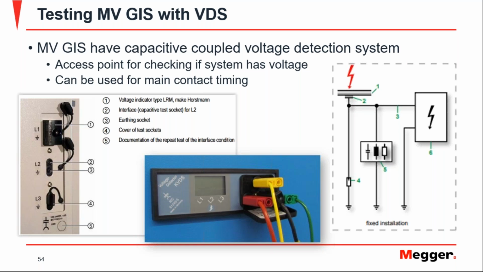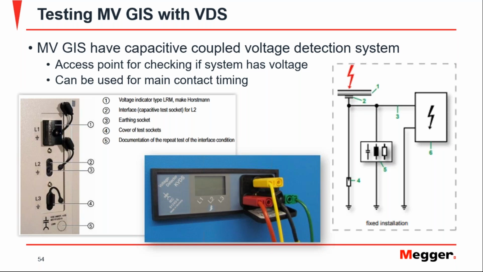other than just the mechanical flag. These also have what is called the VDS, voltage detection system, which stands for a capacitive coupled voltage detection system. This is an access point for checking if the system has voltage or not. When the breaker closes, there's voltage on these terminals. If the breaker is open, or as soon as the breaker opens, voltage goes away.